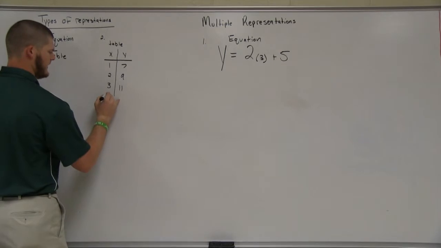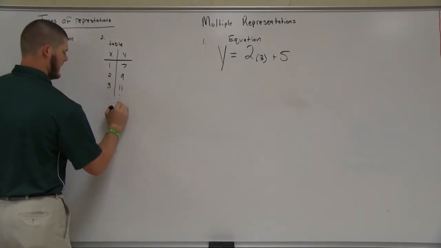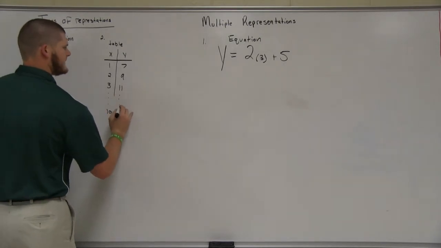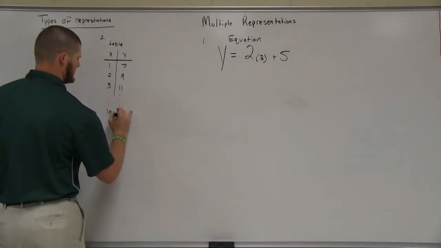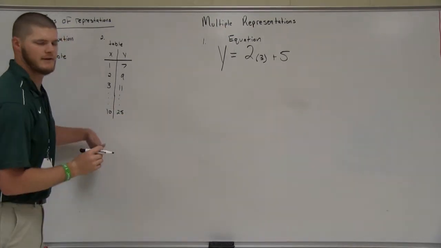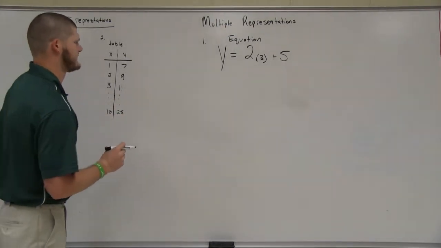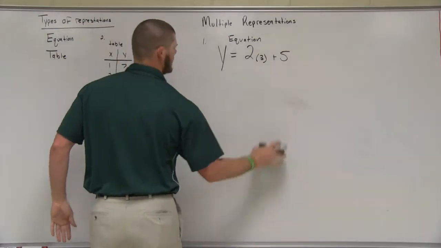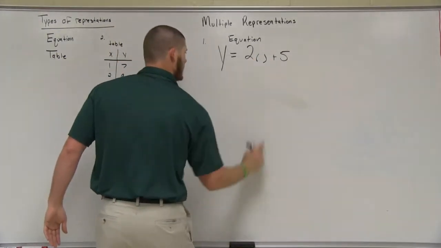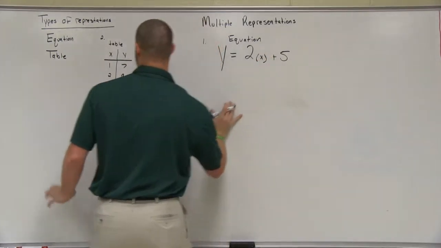We can do this forever. We could go down to 10: 2 times 10 is 20, and 20 plus 5 is 25. And we can go on forever into the negatives and forever into the positives, to infinity if we wanted to.